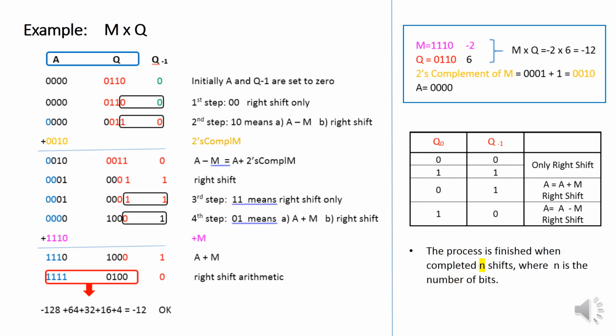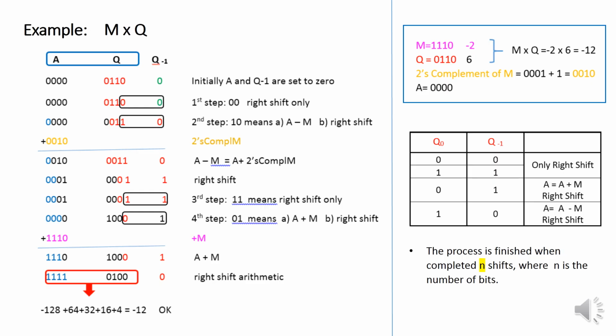Let's see an example of multiplication of M times Q, where the multiplicand is 1110, which is equivalent to -2 in decimal, and the multiplier is 0110, which is equivalent to 6 in decimal. Let's start. This is the accumulator, this is the multiplier, and this is the Q-1 register. Initially, A and Q-1 are set to 0.